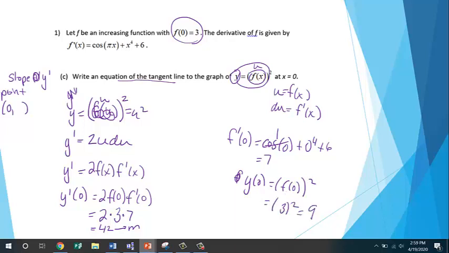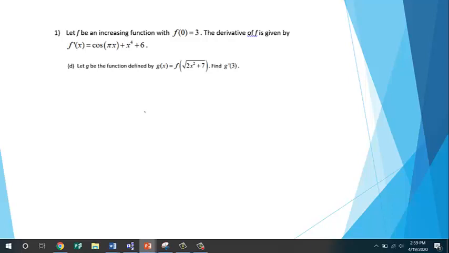3 squared is 9. So my point is (0, 9). So the equation of my tangent line is going to be y minus 9 equals 42 times (x minus 0). So you could leave your answer like that. If you wanted to rewrite it, it would be y equals 42x plus 9. Okay, part D, again, just a totally unrelated part here.